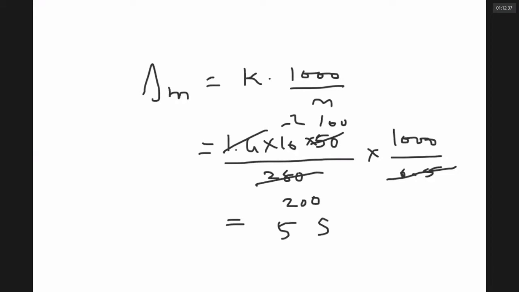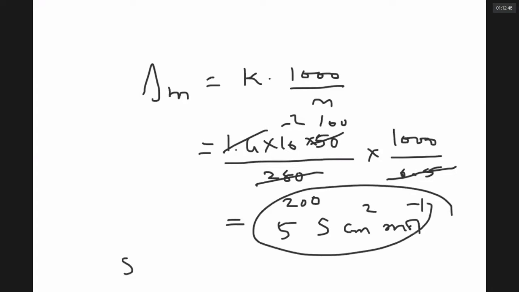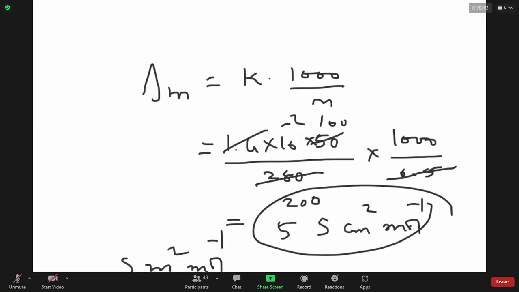Siemens centimeter square per mole. But they want the answer in Siemens meter square per mole. How can I convert it to Siemens meter square per mole? Multiply with 10 to the power minus.